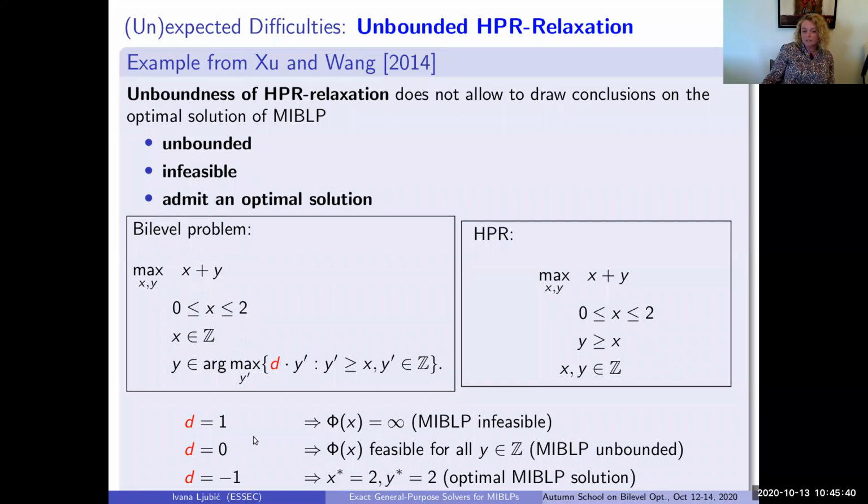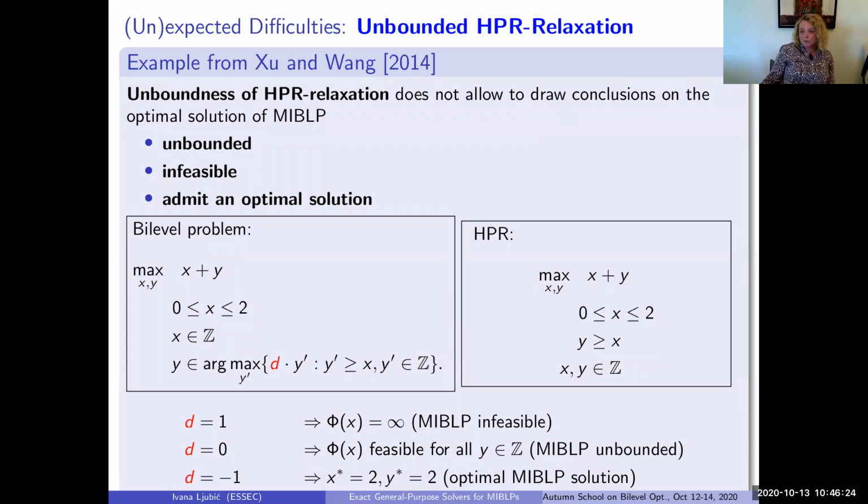And finally, if d is equal -1, then the optimal solution of this lower level problem is simply y equal x. And y equals x means if I maximize x plus y, that I will put x equal 2 and y equal 2, and the optimal solution will be 4. And so there is a unique optimal solution in this case. So this is really an interesting property of bilevel MILPs that you have to keep in mind when developing your models. And the question is, can we deal with that in practical situations or not?